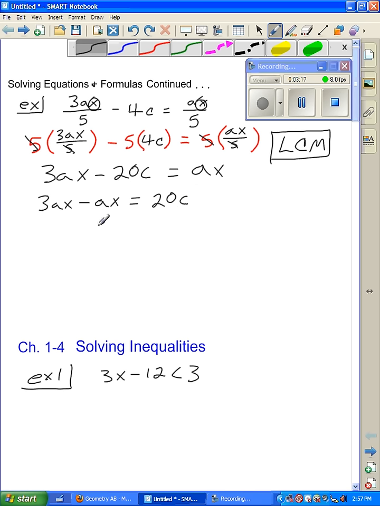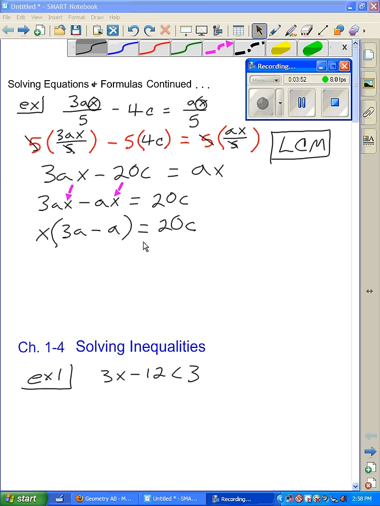Now we've got the variable that we need to solve for, x, isolated on the left side. And now we can come back in here and see we've got a GCF. It's x. Factor it out. It's going to leave me with (3a minus a), close parentheses, is equal to 20c. All right, we're looking good now.